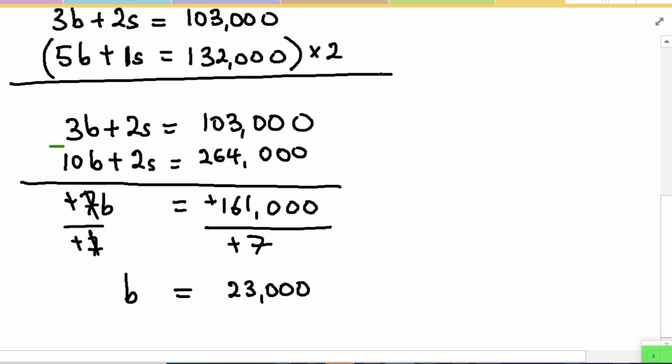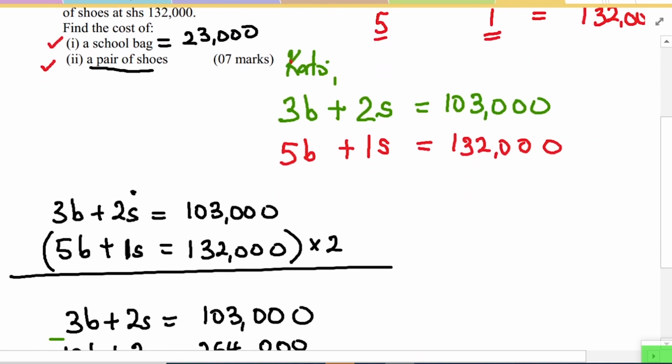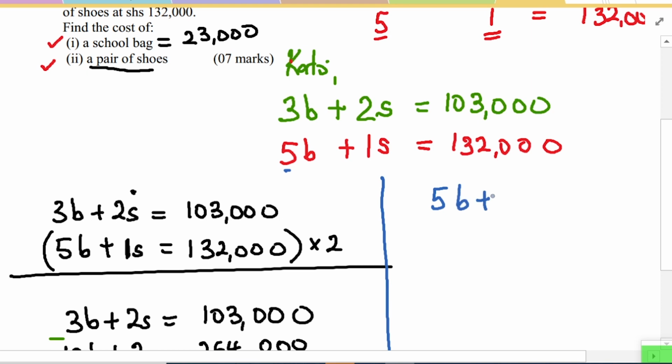So we've got the value of b, and in the question, the value of b so happens to be the price of a school bag. So it means the price of a school bag is 23,000. So I can go ahead and find the cost of a pair of shoes, which is denoted by s. We do that by just picking up one of these equations. So we shall pick up maybe the second one, which is saying 5b plus 1s is equal to 132,000.